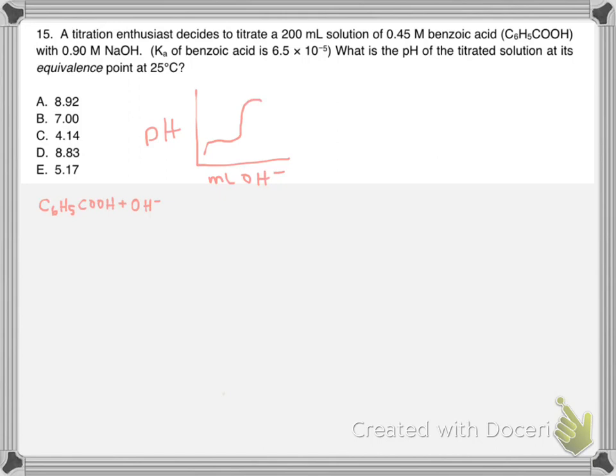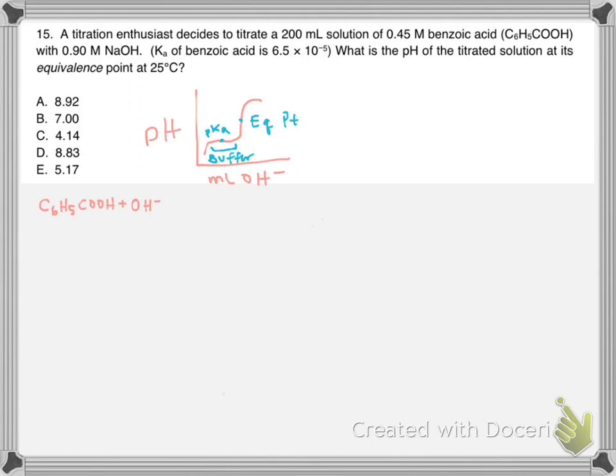So, we have kind of two regions of note. One is this kind of flat part where the pH isn't changing. And this region is our buffer region. And at its center is the pKa. And then the inflection point here is going to be our equivalence point.